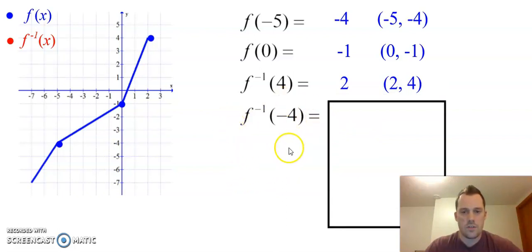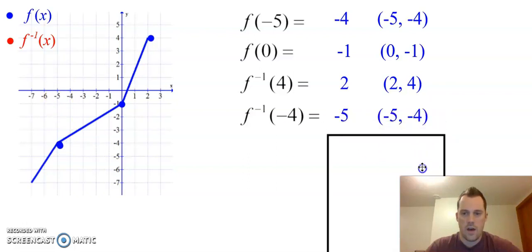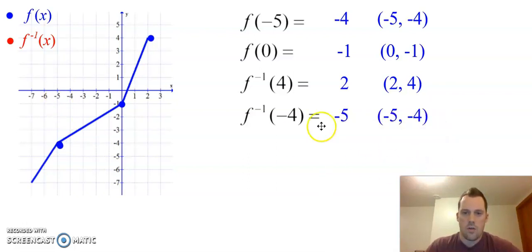And f inverse of negative 4, go to negative 4 here. And that's this same point that we had before with an x value of negative 5. So notice for this point, negative 5, negative 4, f of negative 5 is negative 4, and f inverse of negative 4 equals negative 5. So that's that back and forth that a function has with its inverse.